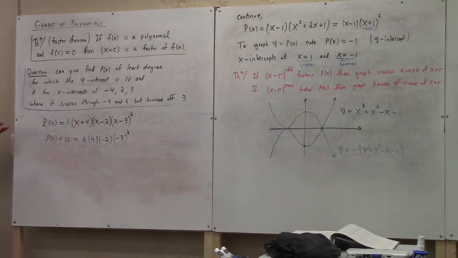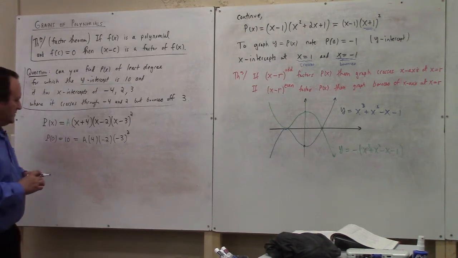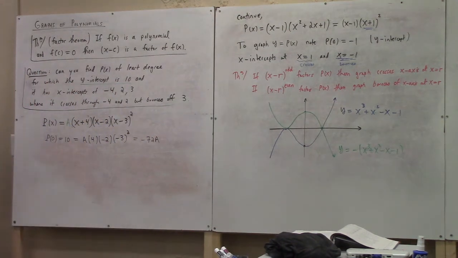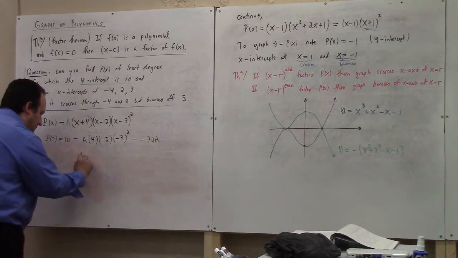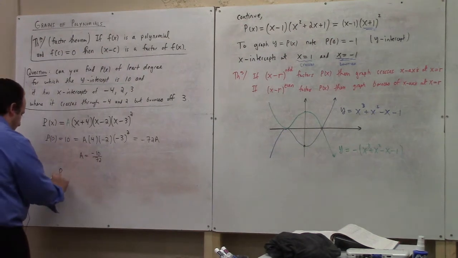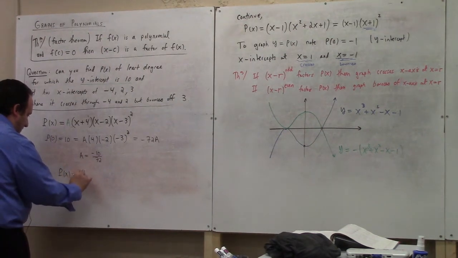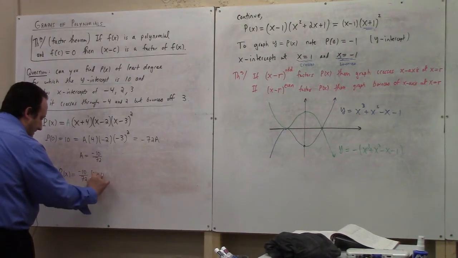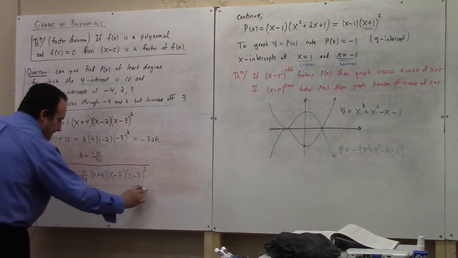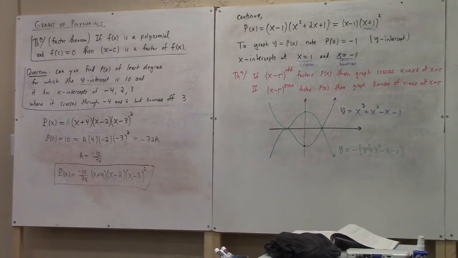So we can figure out what a is from just dividing by that number, whatever it is. I think it's minus 72. Because that's 9 and that's 8. Well, minus 8 times 9 is minus 72, I think. So apparently, we let a equal minus 10 over 72. We could simplify that further, but I'll just leave it like that. Minus 10 over 72, x plus 4, times x minus 2, times x minus 3 squared. There you go. That is a polynomial which has those x-intercepts, that y-intercept, and will serve our purpose.